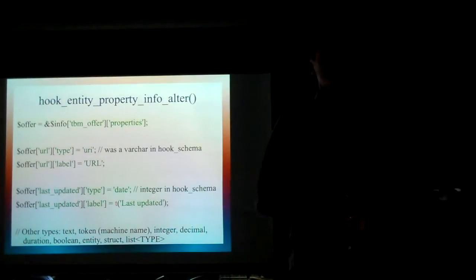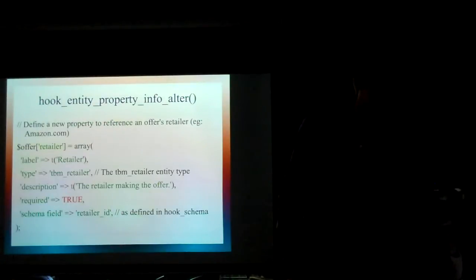So does the type have to be picked from a pre-selected list of types? It does. So in addition to URI and date, the other types supported by the Entity API are at the bottom here. So there's text, which a varchar would be treated as by default. Token, which is basically used for machine names. Integers, decimals, durations, which is kind of interesting. Booleans, entity, which just means some entity, not an entity of a particular type. Struct, which is a more intricate data structure. Honestly, I've never used that. And you can also define lists, which is interesting, and that list can be of any of these other types. So there's some cool metadata you can define there.